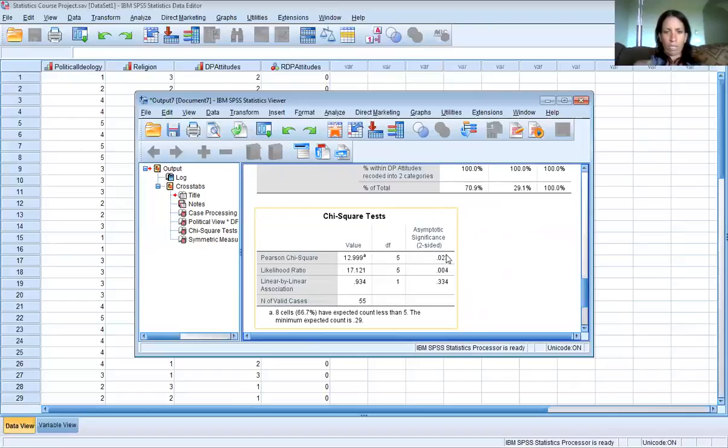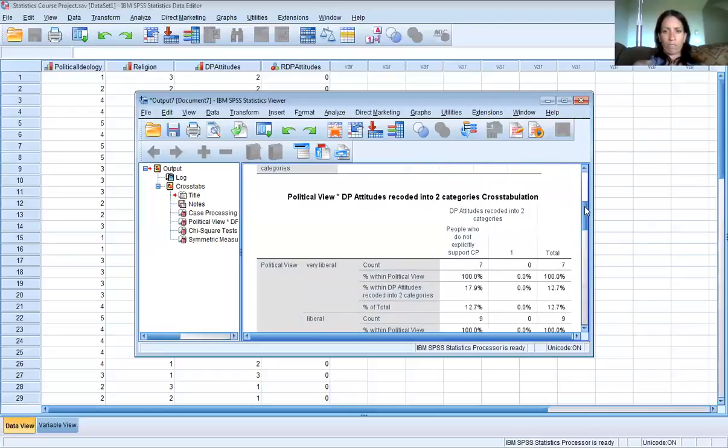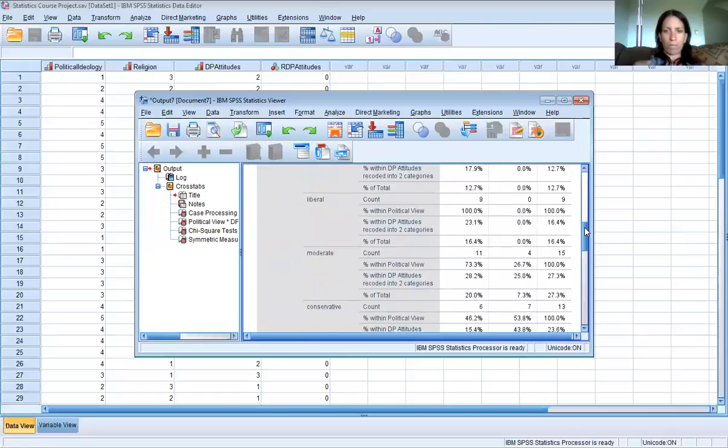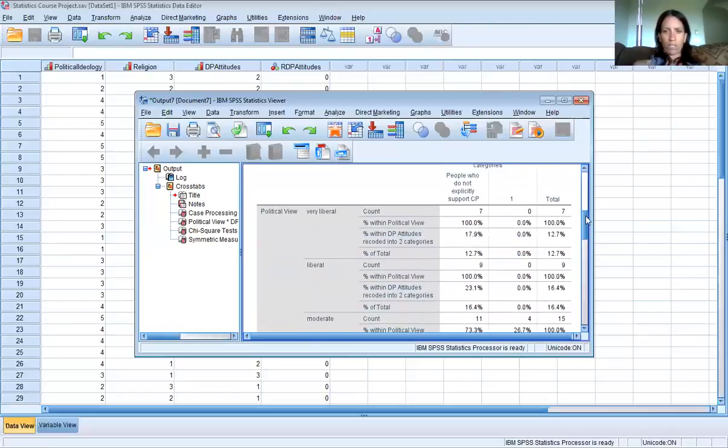So this is the only row that you're interested in, and it's the first thing you want to look at: is the chi-square statistically significant? And it is. Now you can look up here, and in the illustrations in your book, you should be able to look at the chart to see, is it the way I expected it to be?